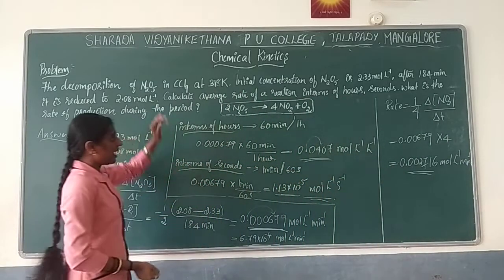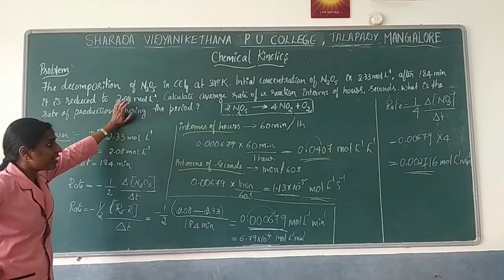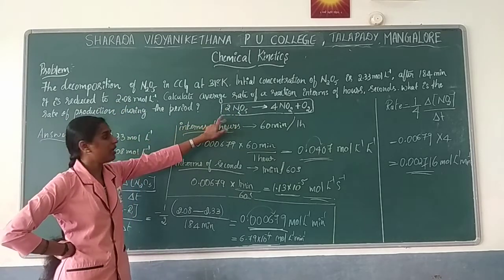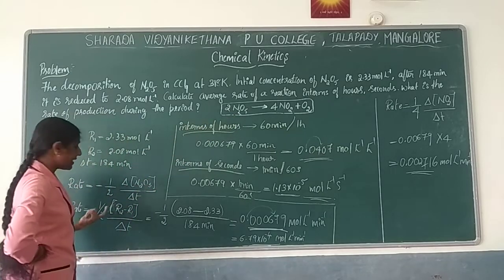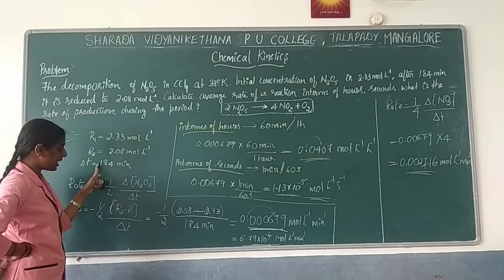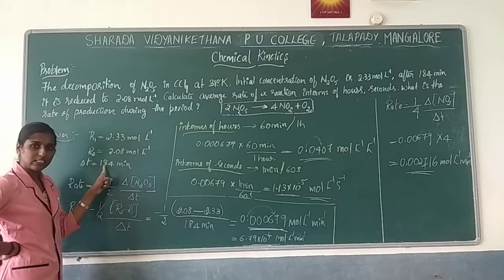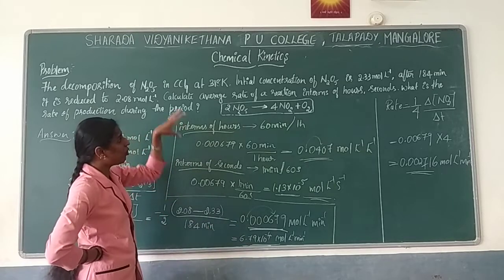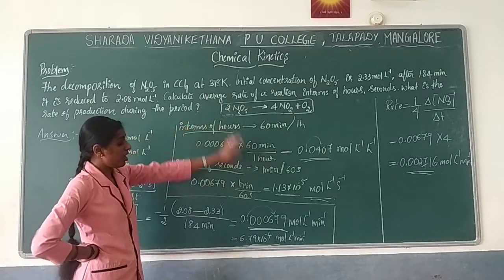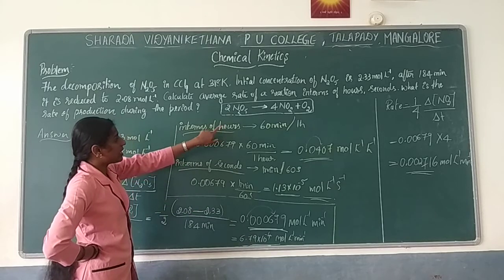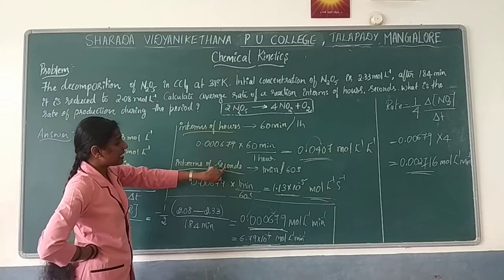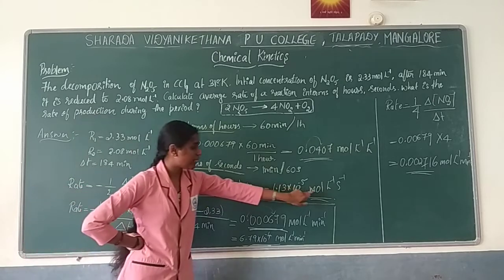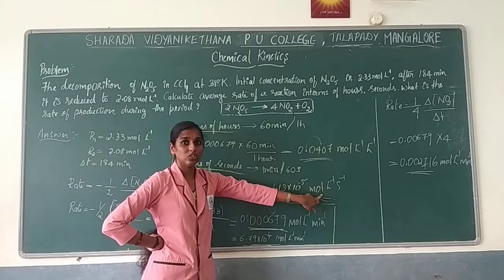So here, as the problem says, you are supposed to find the average rate of the reaction based on the reactant you are taking. Write the rate for the reactant first. The R1, R2 values they have given, substitute over here. Delta T also they have given, substitute. So you will get the average rate of the reaction, the rate for the whole reaction. By using this, that will be converted in terms of hours as well as seconds. Direct multiplication, and check the unit and write it.